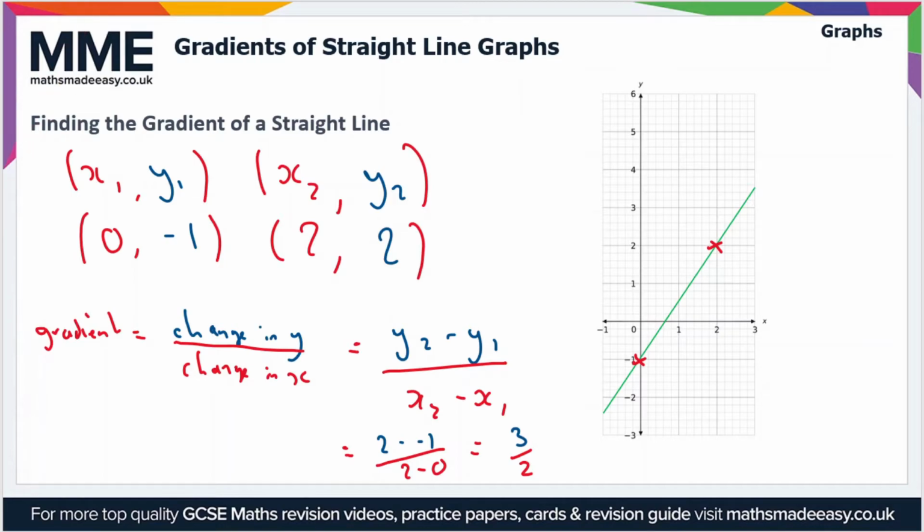If you're not a fan of this method, or if you don't have any coordinates that are on the line, you can draw a right angled triangle under the line like so. The height of the triangle is equal to the change in y, so that's y2 minus y1, and the width of the triangle is equal to the change in x, so that's x2 minus x1. Then all you have to do to find the gradient is divide the height of the triangle by the width, and that should give you the same value.